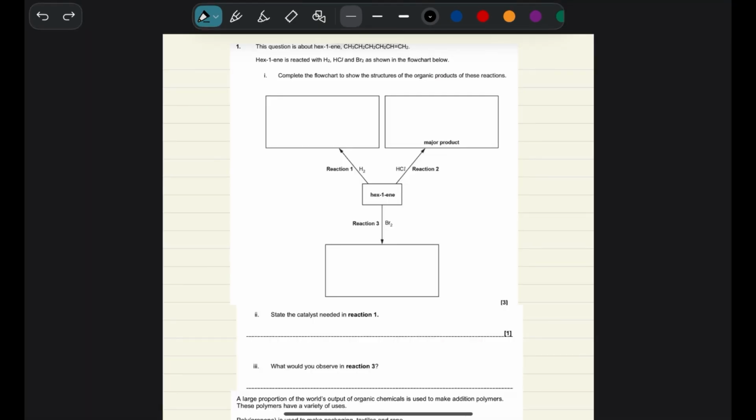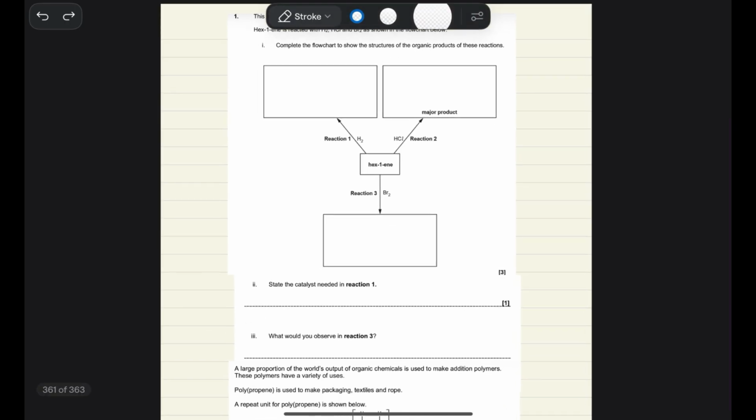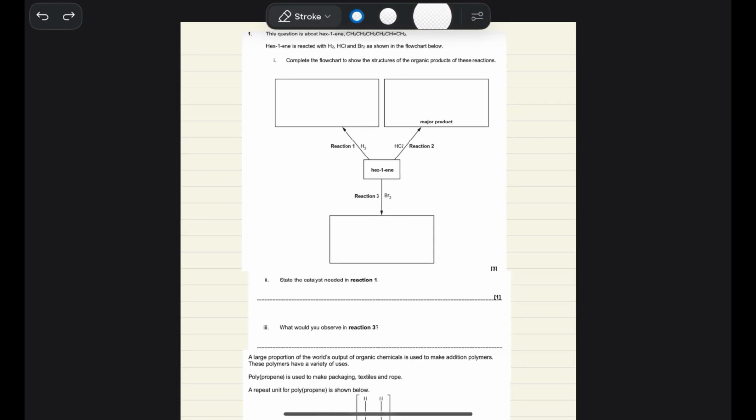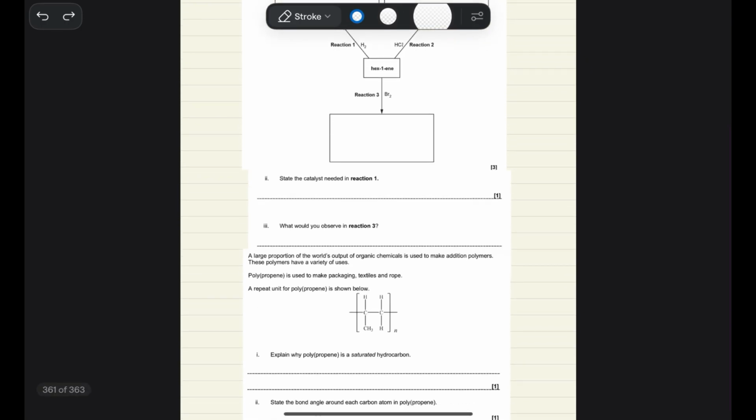Okay, so we've got a couple of questions for you to try. The first one is about completing this flow chart. So unfortunately, very, very common question in A-level chemistry. So take your time with that. And then we need to talk about the catalyst for reaction 1 and then what you would observe in reaction 3. So these are things we've mentioned in the video that you need to bring to your remembrance.